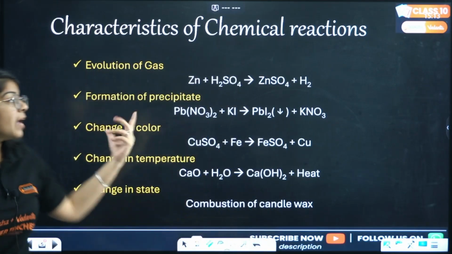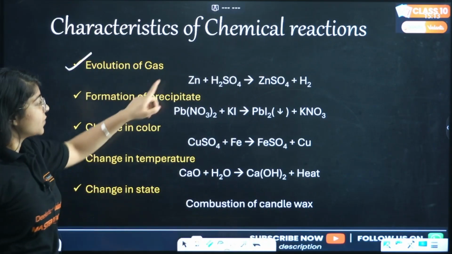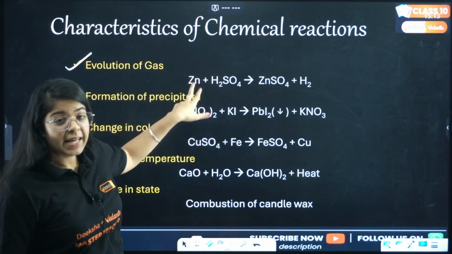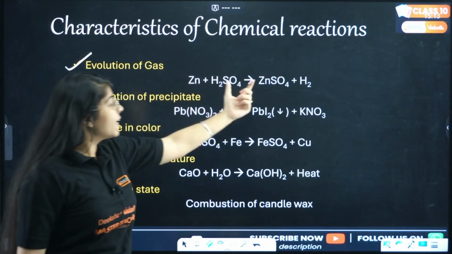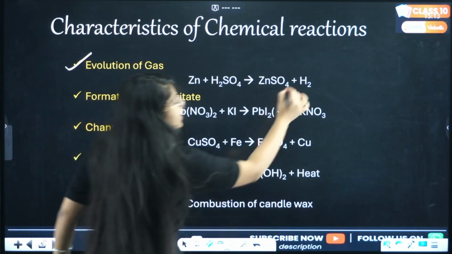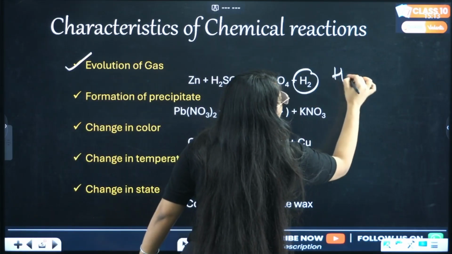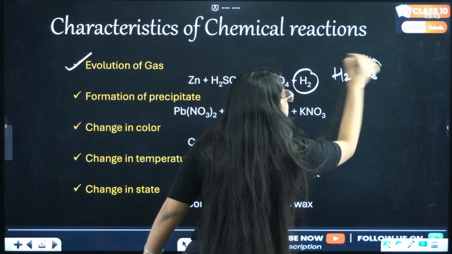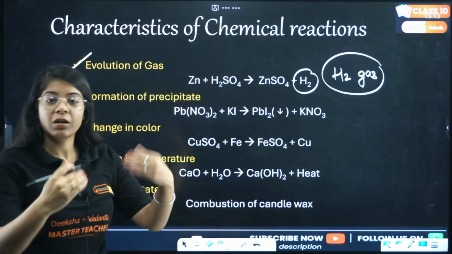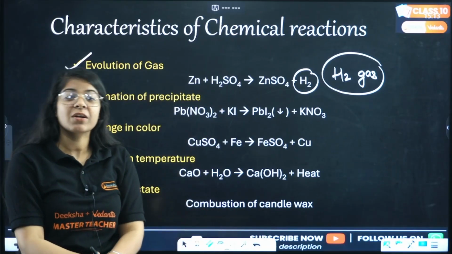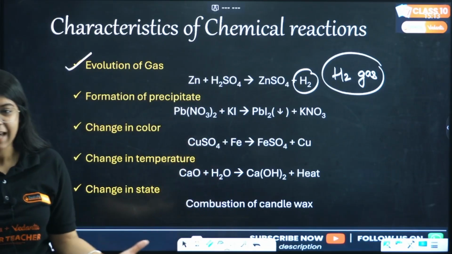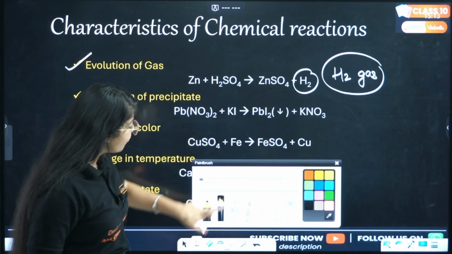So the first, evolution of gas. See, when we saw Zn combined with H2SO4, it gave ZnSO4 plus it gave us hydrogen gas as well. So hydrogen gas is evolved from this reaction. That is why we call it evolution of gas. Right? Then formation of precipitate.